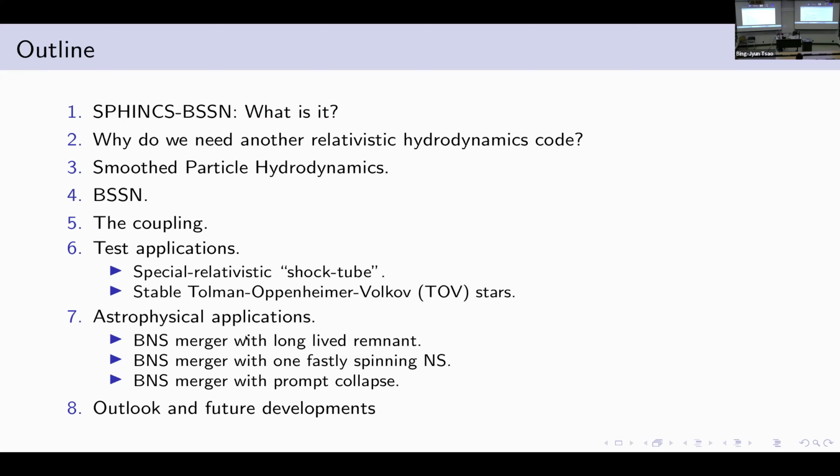And then go on to a few astrophysical applications that we have worked on, some BNS, binary neutron star mergers with a long-lived remnant. I will show some results with a binary neutron star merger where one of the neutron stars is fast spinning, and also show that we can do binary neutron star mergers that end in collapse. And I will end with some outlook and future developments.